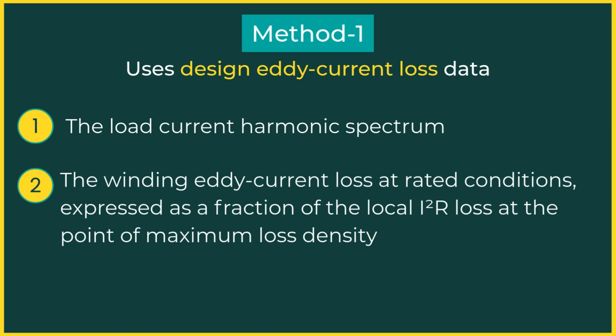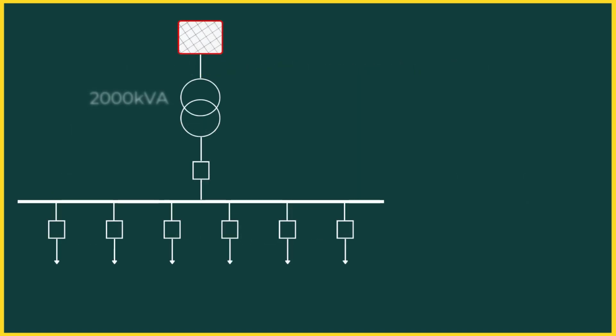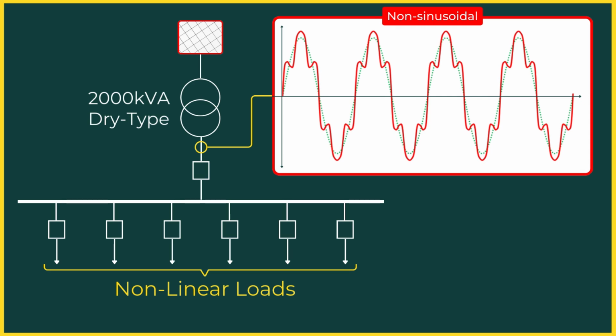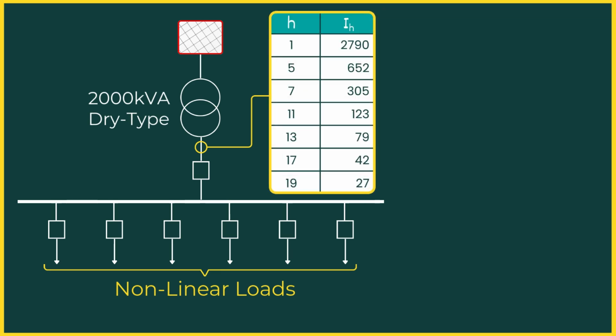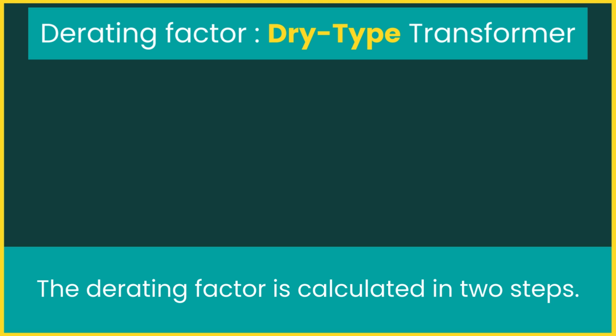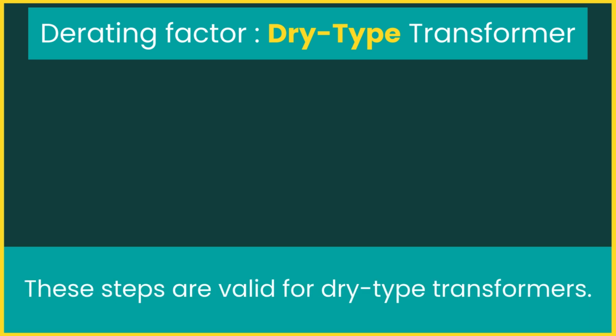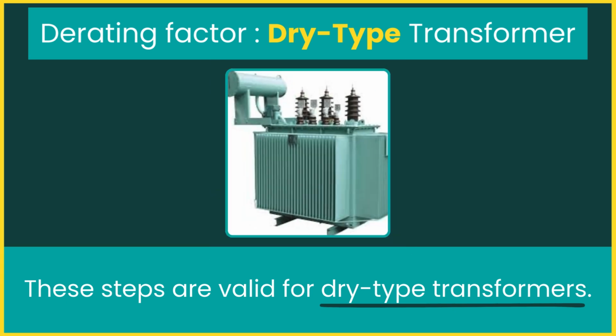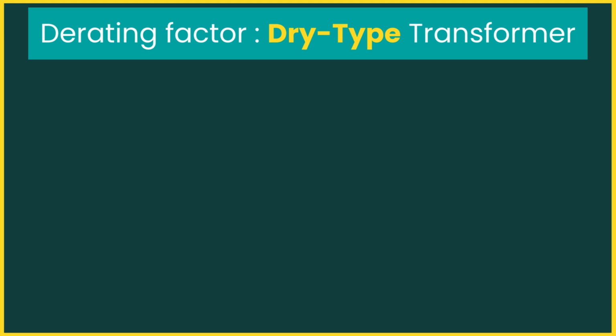Now let's apply this method to a practical example. Suppose a 2000 kVA general-purpose dry-type transformer is supplying a non-sinusoidal current with the following harmonic distribution. The transformer winding eddy current loss under rated conditions at the point of maximum loss density is 15% of the local I²R loss. The derating factor is calculated in two steps. Before we move further, here is an important point, please remember this. These steps are valid for dry-type transformers. For oil-filled transformers, the calculation steps are different. We will cover those in a separate video. Let's continue with the dry-type transformer.